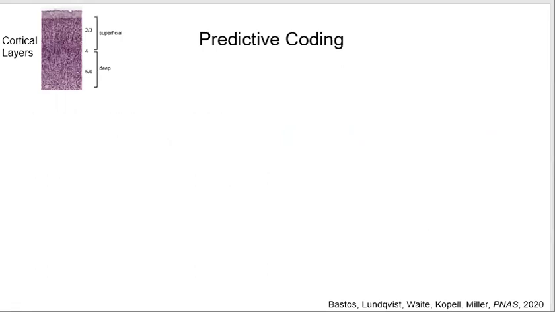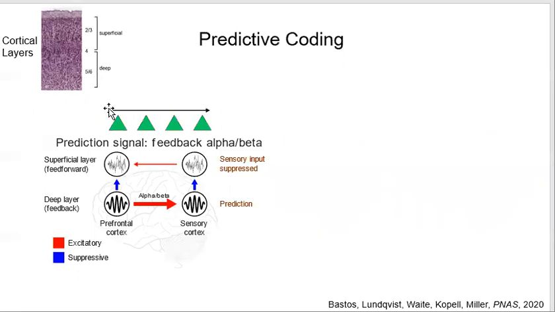There are also differing roles of superficial versus deep cortical layers. Consider the case of the same cue every trial. This is a very strong prediction signal. The deep layers of prefrontal cortex, or the feedback layers, send a very strong alpha and beta rhythm down to sensory cortices. This strong alpha and beta is then able to suppress superficial layer feed-forward activity, represented by gamma and spiking activity.